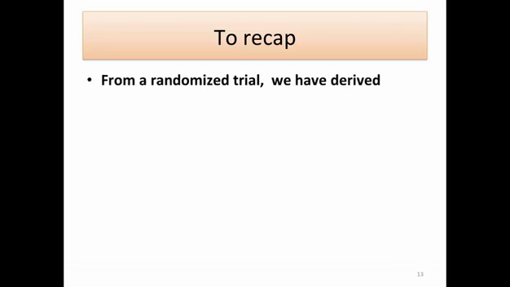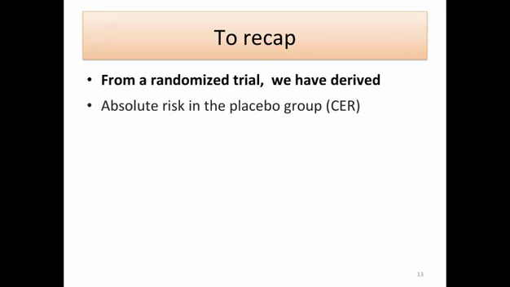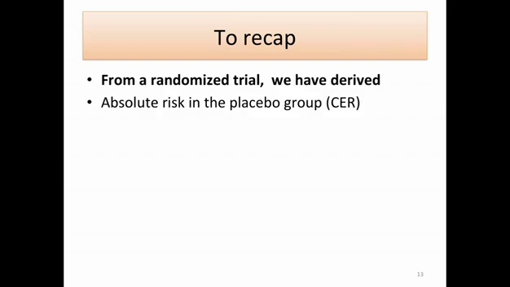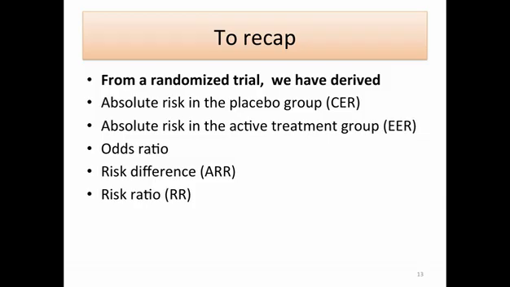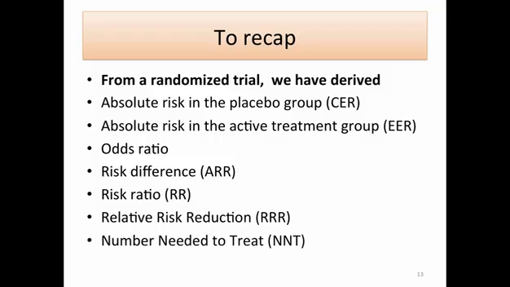From a randomized trial, we have derived absolute risk in the placebo group, which is CER, absolute risk in the active treatment group, which is EER, odds ratio, risk difference, which is nothing but ARR, also called ABI, risk ratio, which is nothing but relative risk, and relative risk reduction, RRR. This is also termed as RBI. Finally, we also derived number needed to treat, NNT.